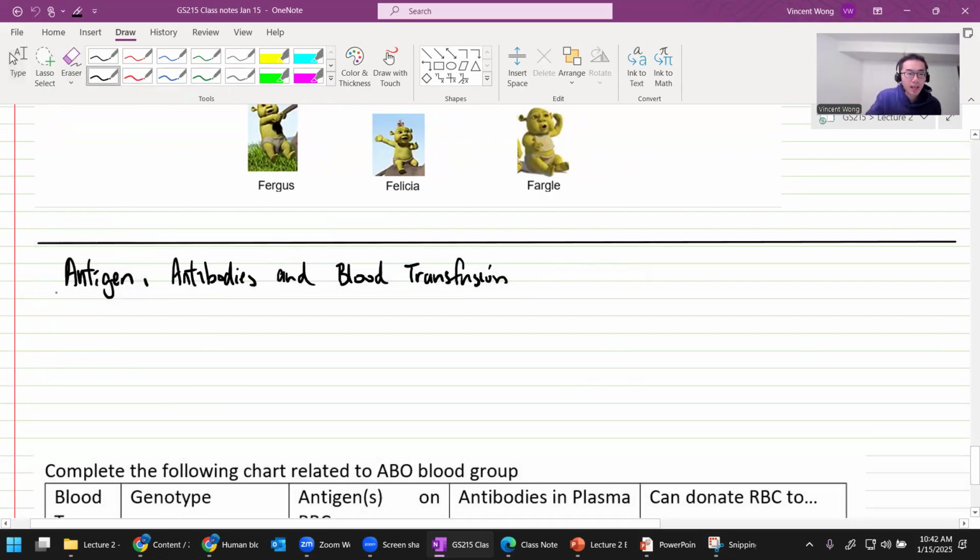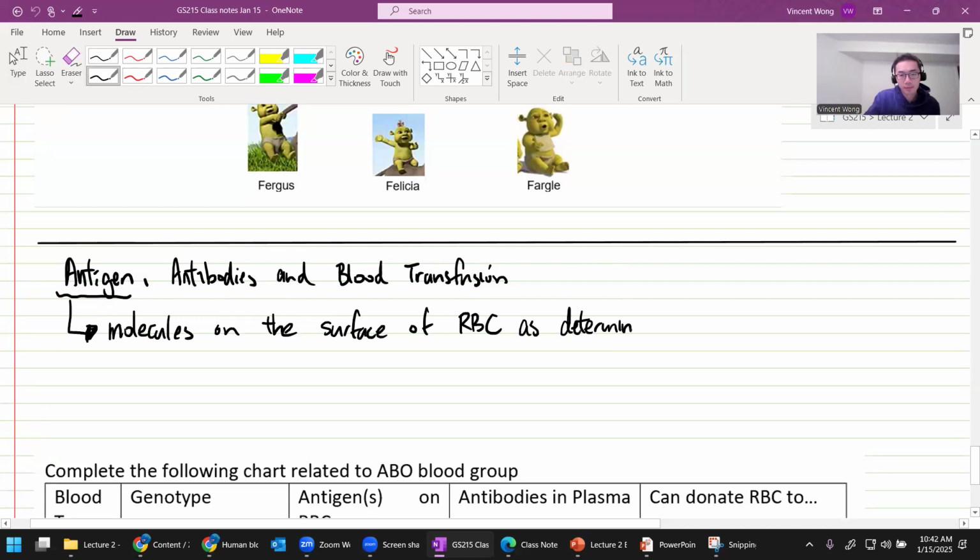All right, let's start with antigens. What are antigens? Antigens are basically molecules on the surface of RBC, as determined by your genes. Right? We talk about antigen A, we talk about antigen B. That's the ABO blood group, but keep in mind there are other ones which we are not focusing on. That's antigens, okay?